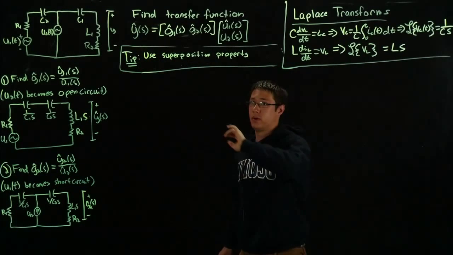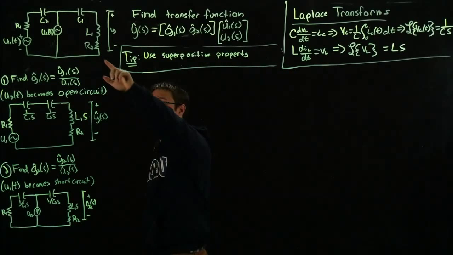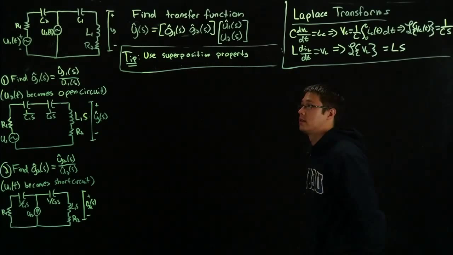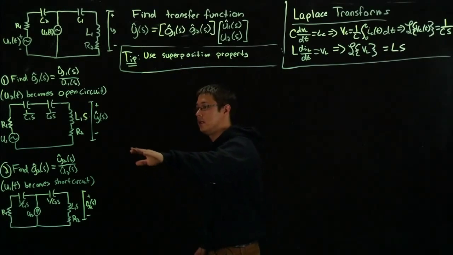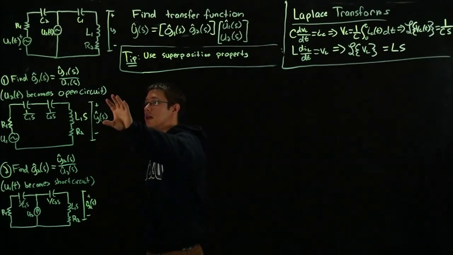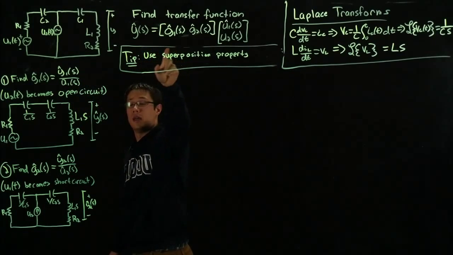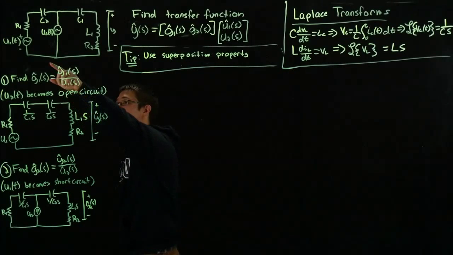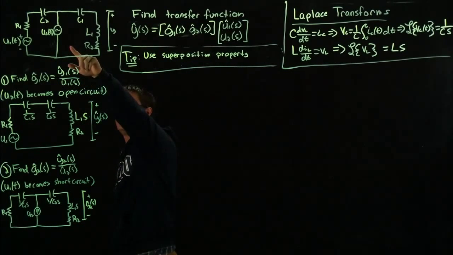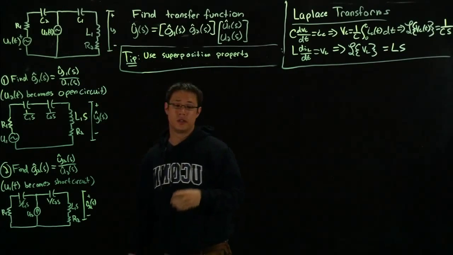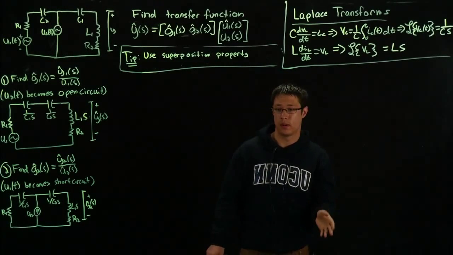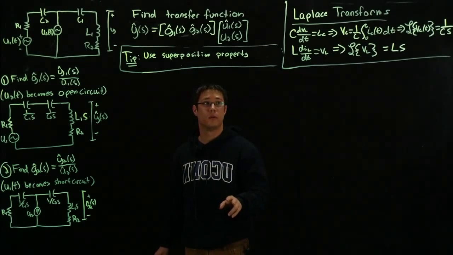Since we have two inputs and we have a circuit, the tip here is to use the superposition property from circuits. What that means, as we can see from these circuits here, is that we find g1 of s and g2 of s independently from each other by assuming u1 can operate independently from u2 and vice versa, and finding the transfer function components one at a time. This basically breaks the problem down into two different smaller ones.